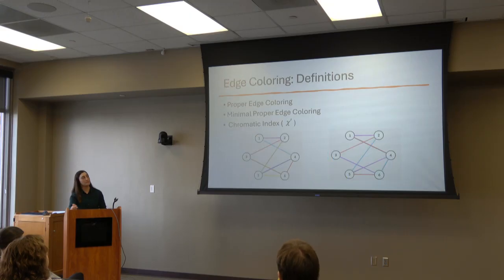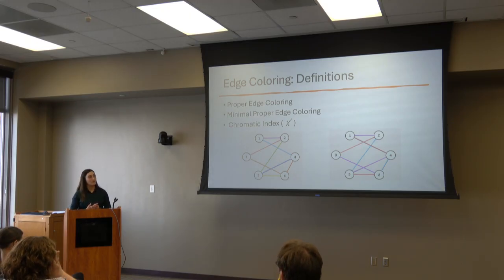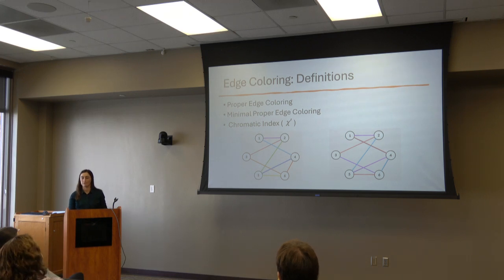Now that we've colored the vertices, we can color the edges, and the definitions are relatively similar to those of vertex coloring, but just changed slightly because they're edges, not vertices. So a proper edge coloring is an assignment of a color to each edge of the graph, so that no color occurs on edges that share a common endpoint. And a minimal proper edge coloring is just the proper edge coloring with the smallest number of colors possible. And the chromatic index, chi prime, is the number of colors that occur for that minimal proper edge coloring.